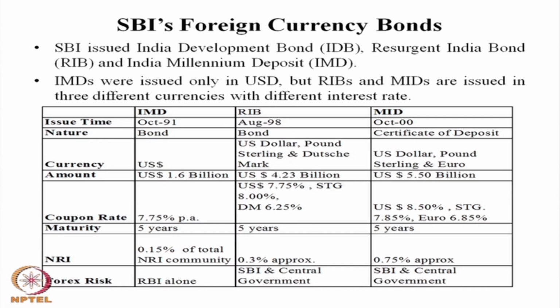Similarly, SBI issued another one in October 2000, called the India Millennium Deposit, IMD. It was not a bond but a certificate of deposit, issued in pound sterling, euro and US dollar, and SBI mobilized nearly 5.5 billion US dollar from the market. The coupon was fixed: in case of dollar 8.5, pound sterling 7.85, euro 6.85. The certificate of deposit maturity period was 5 years, and a significant part of the NRI community invested in it, and whatever foreign currency risk was there was absorbed by the central government and the SBI.